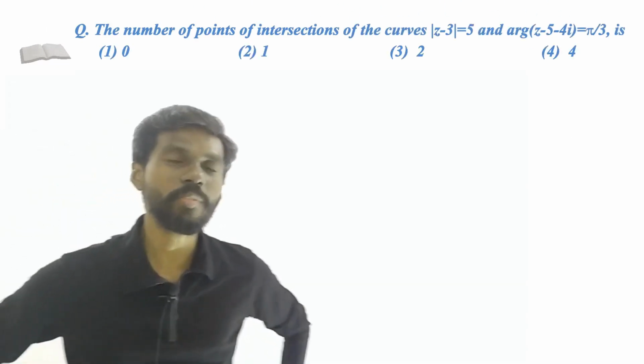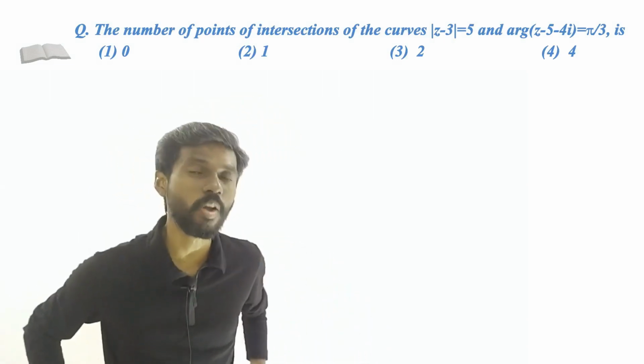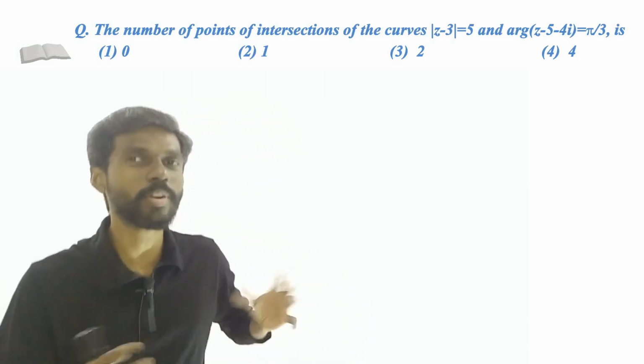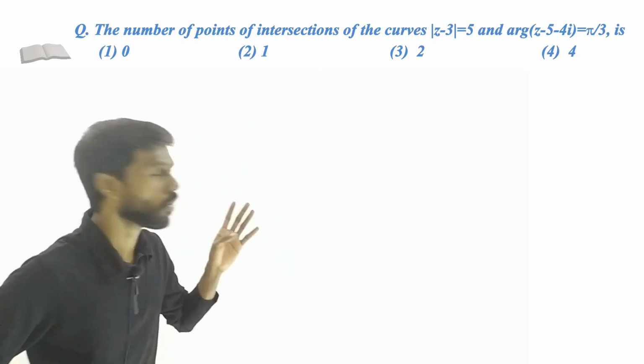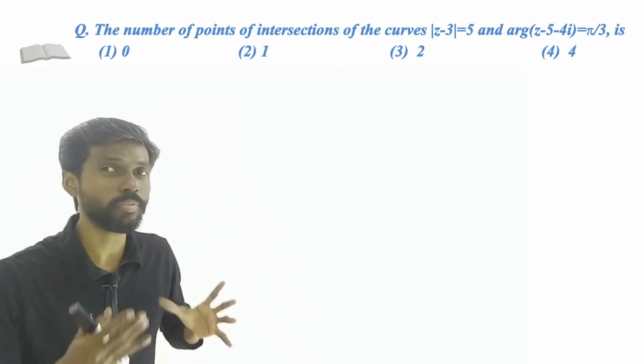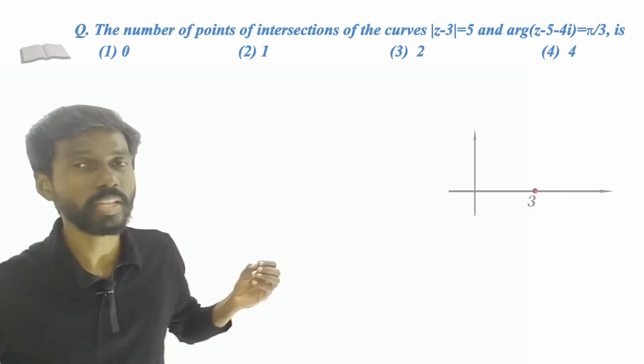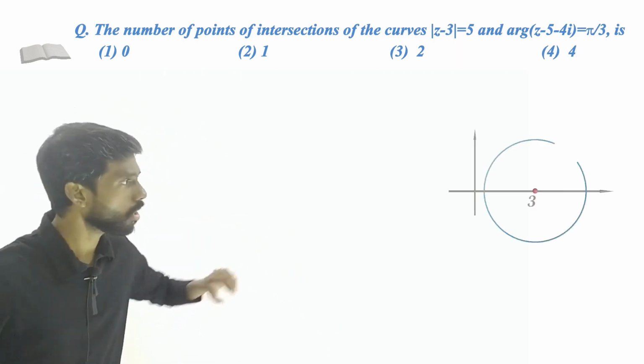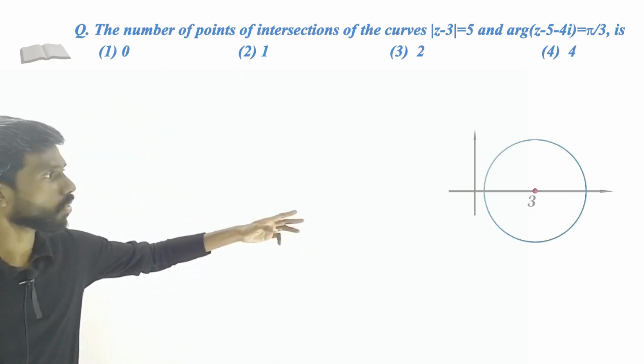Here two curves are given. We have to find the number of points of intersection of these two curves, right? So simply we have to draw these curves, right? So what is the first one? One of them is modulus of z minus 3 equal to 5. That is a circle with center 3 and radius 5, right? That can be easily drawn. So that's all. That is a circle. Okay. So center 3 and radius 5.